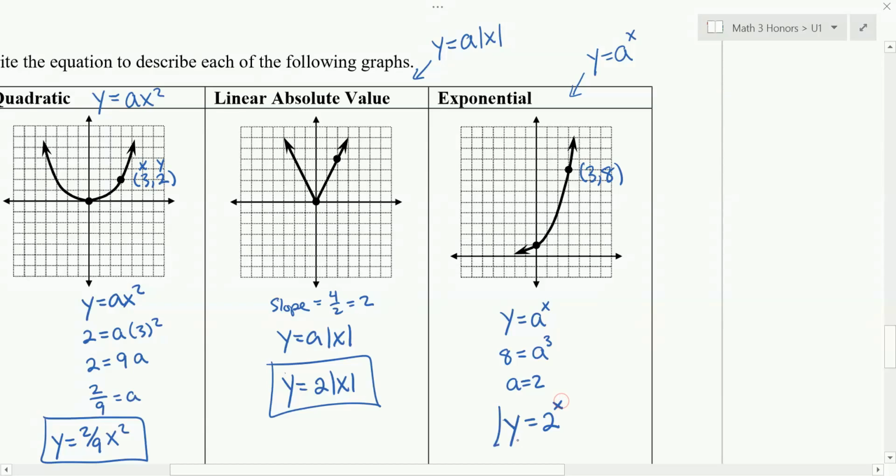Okay. So when you write equations, you have to know those general forms. If you didn't know those general forms, it wouldn't have gone so smoothly. And then for the quadratic and the exponential, you have to plug in a point to figure it out. And then for the line and the linear absolute value, you can use slope.